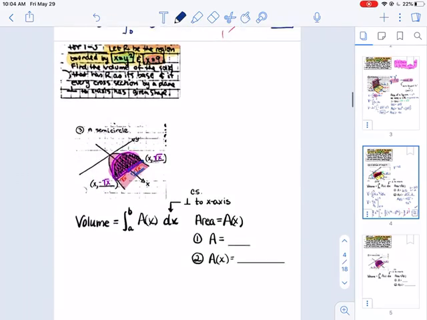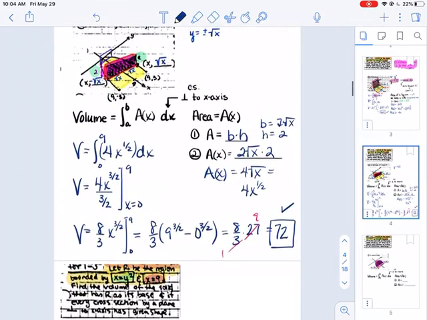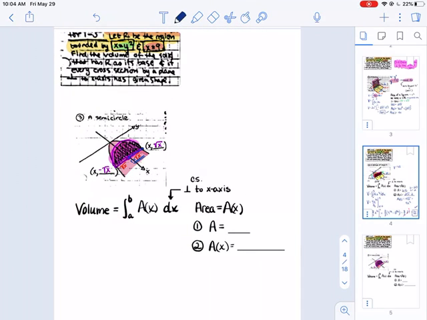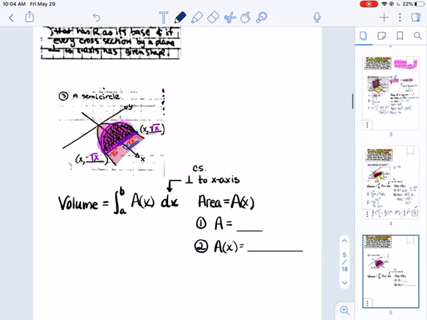And then we have one more for the first video. We have a cross-section that's a circle. So then we're going to go right into this. We have the same base area. So we have the volume is equal to the integral from 0 to 9. And we need a formula for area. We know the area of a semicircle is pi r squared, pi r squared over 2.